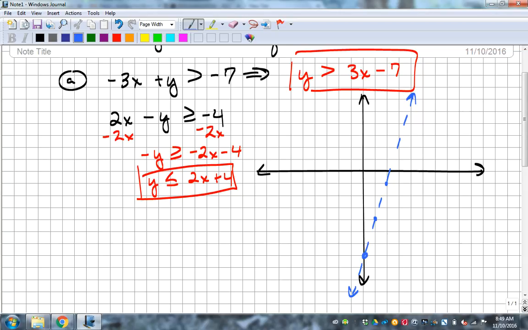I'm going to test 0, 0 because that's easy to plug in. Is 0 greater than negative 7? Yeah, so that means I would shade the left side of that line, I guess would be the best way for me to describe that. So I'll shade this side.